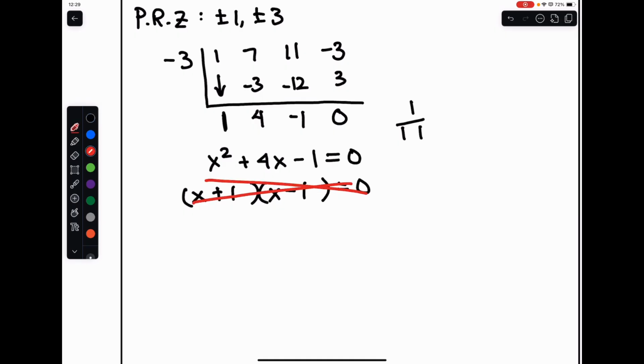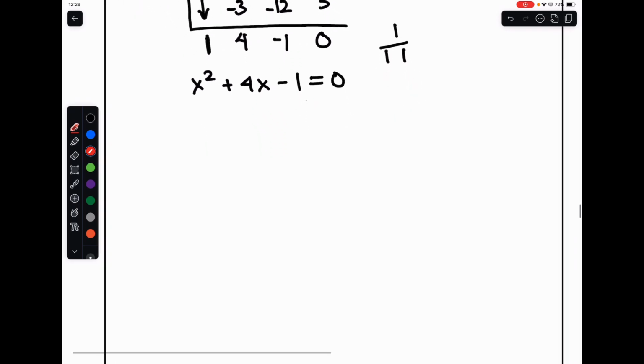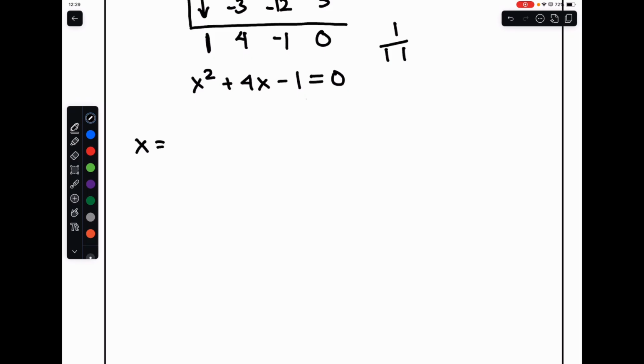So this technique is not going to work, so I'm going to erase it. You could probably just scratch it out if you already copied this down. So that is definitely not going to work. So what other option do we have? Well, the only other option is to use the quadratic formula to figure out what those values are.